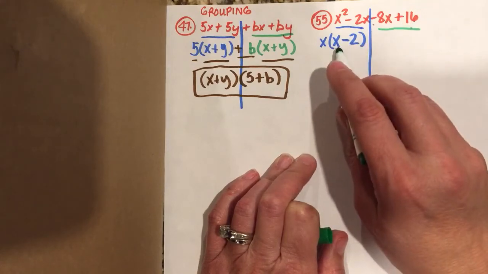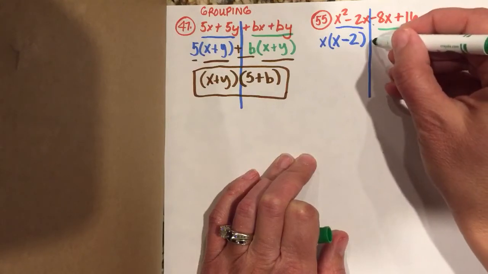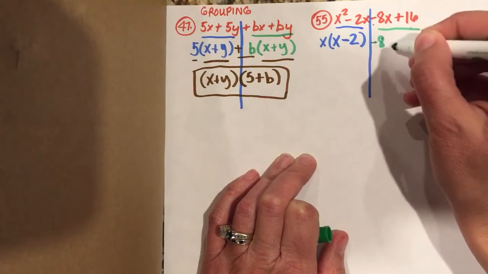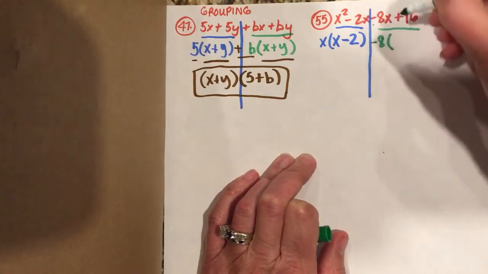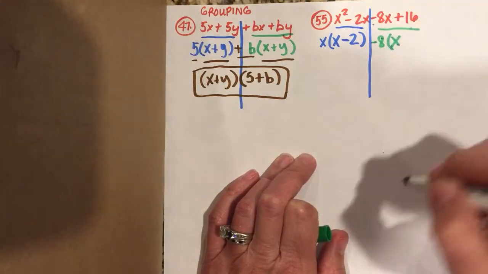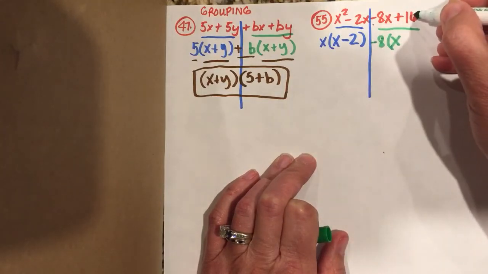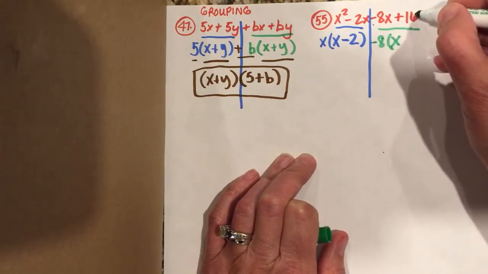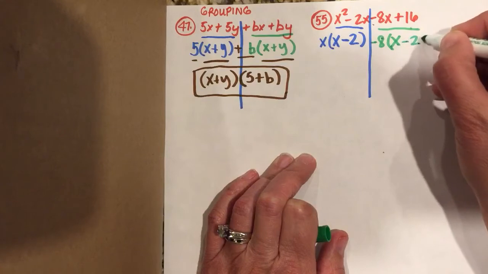So I want to get a positive x and a negative constant. What I'm going to do is factor out a negative 8. When I factor out that negative 8, that leaves me with what I want, which is positive x. And if I factor out a negative 8 from 16, I have 16 positive divided by negative 8. That gives me negative 2.